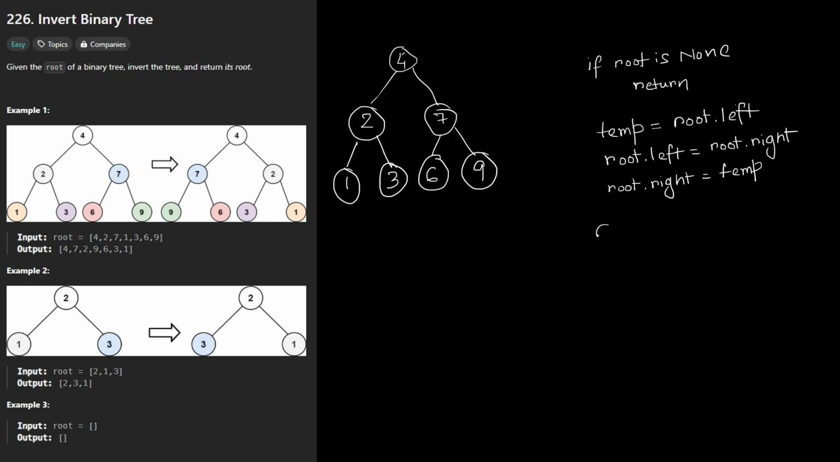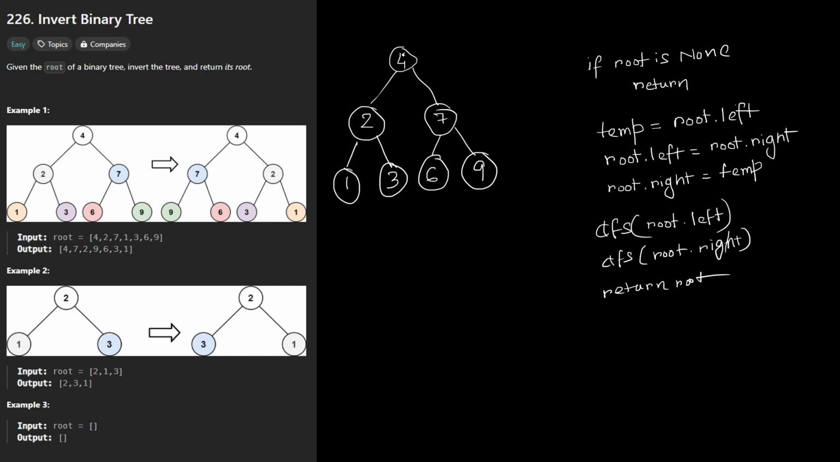And then again, let's say we are performing a DFS. So it would be DFS root dot left and DFS root dot right. Pretty straightforward, and at last we're going to return our root. Now if I run the function, how is it going to look?